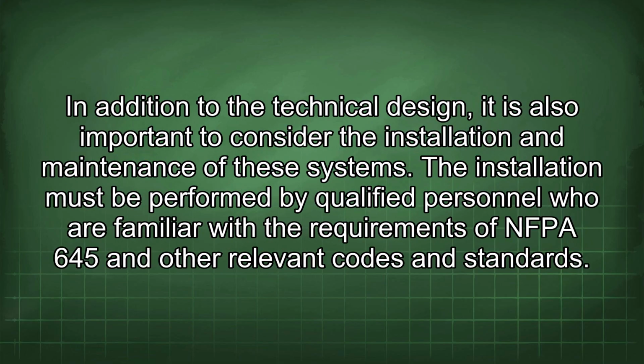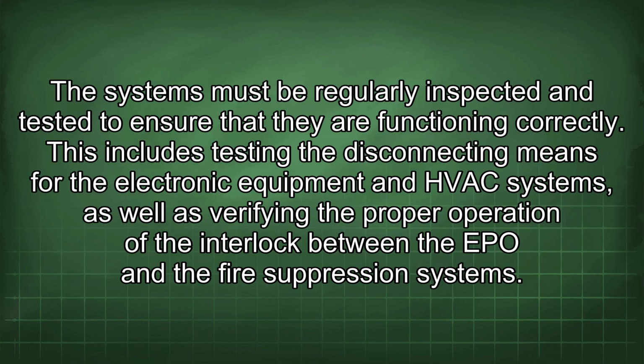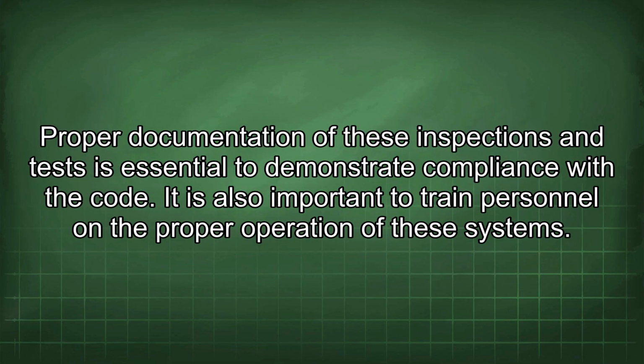In addition to the technical design, it is also important to consider the installation and maintenance of these systems. The installation must be performed by qualified personnel who are familiar with the requirements of NFPA 645 and other relevant codes and standards. The systems must be regularly inspected and tested to ensure that they are functioning correctly. This includes testing the disconnecting means for the electronic equipment and HVAC systems, as well as verifying the proper operation of the interlock between the EPO and the fire suppression systems. Proper documentation of these inspections and tests is essential to demonstrate compliance with the code.